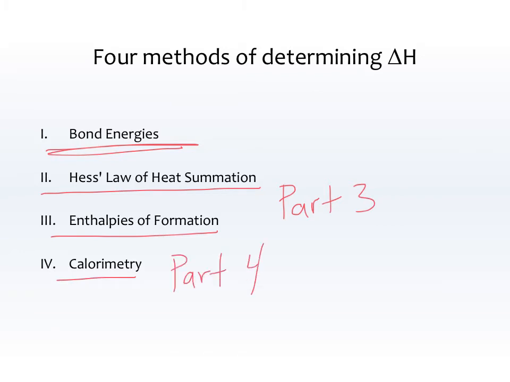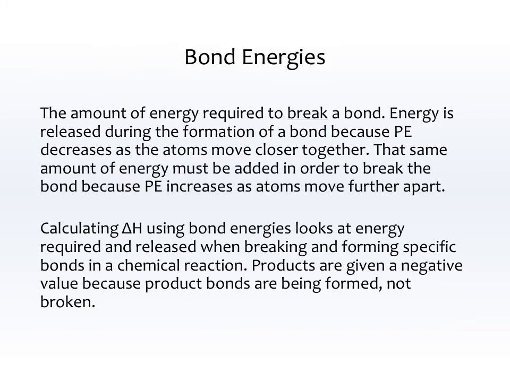So we're going to look at several different ways to determine delta H in several different videos, and bond energies for right now. Bond energies are the amount of energy required to break a bond. Energy is released during the formation of a bond because potential energy decreases as the atoms move closer together. That same amount of energy must be added in order to break the bond because potential energy increases as atoms move further apart.